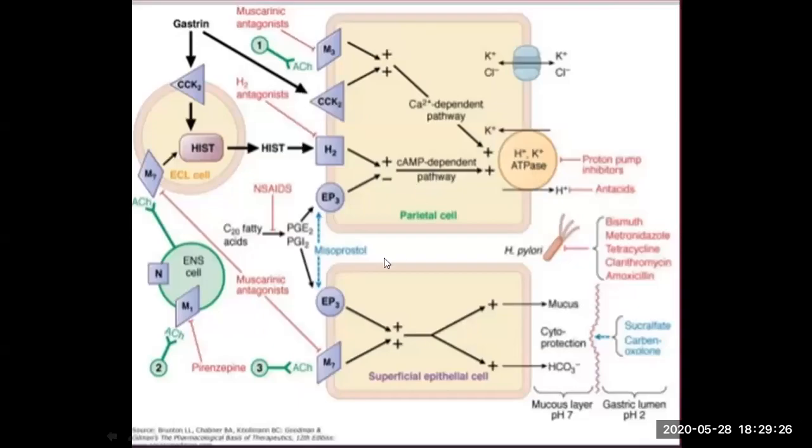So here I have summarized the basic acid secretion. How does it happen inside the stomach? First we will see the acid secretion, and then I will teach you about the drugs acting in each step. So first, if you look at this, this is the parietal cell in the stomach, and this is the superficial epithelial cell. From the parietal cell, as you can see here, H plus and Cl minus are produced, which combine together to form the acid. And from the superficial epithelial cell, mucus and bicarbonate are produced, which is for cytoprotection.